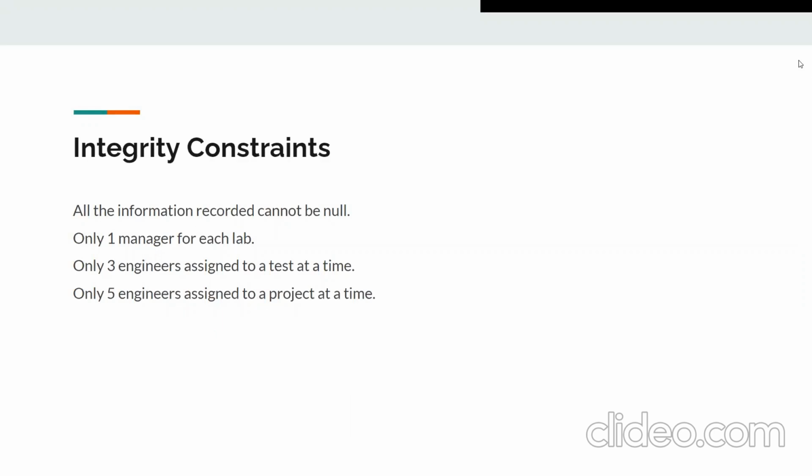For the integrity constraints, firstly, and most importantly, all the information recorded cannot be null, which means we need more specific data in order not to produce any error. Secondly, as from the entity constraints, we need one manager for each lab and only one. And also only three engineers can be assigned to a test at the same time, and only five engineers assigned to a project can work at the same time.